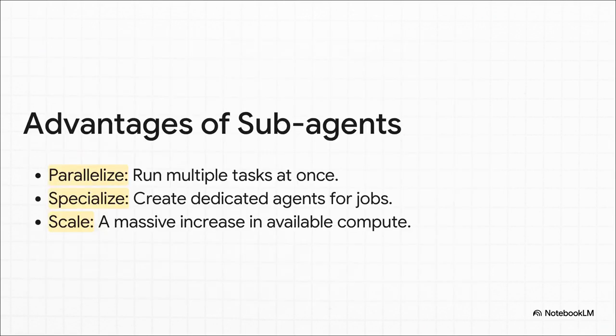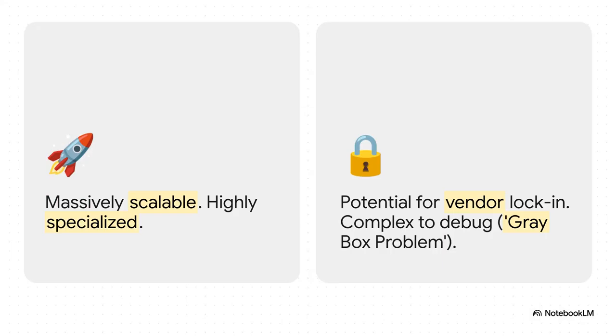You can parallelize the work, generate 20, 50, 100 images all at the same time. You can create specialized agents for every little part of the job. The bottom line here is a massive, almost exponential increase in the computing power you can throw at a problem. But with great power comes, well, you know how it goes, new challenges.